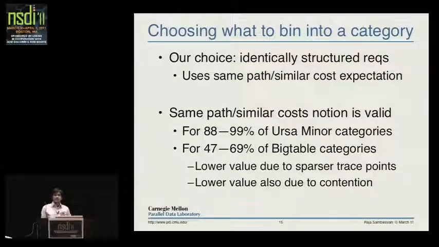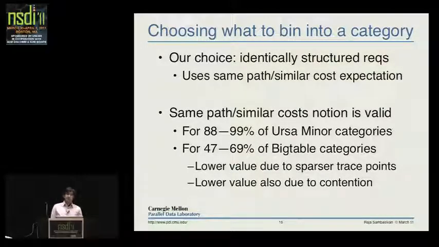In choosing what to bin into a single category, we choose to bin identically structured requests into the same category. And this uses a very informal expectation, common especially in distributed storage, that requests that take the same path through the distributed system, access the same components, execute the same functions, have the same amount of parallelism, should incur similar costs, for example, response times. This isn't a new expectation I'm making up. It's actually commonly used. For example, many systems have different counters for reads, writes, and attribute requests in distributed storage. And this is because these requests are serviced very differently, and they essentially take different paths through the system. I'm just formalizing a bit more here.